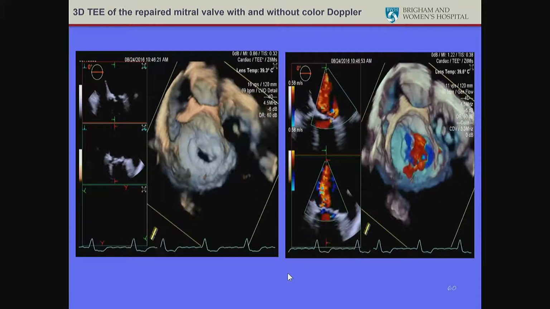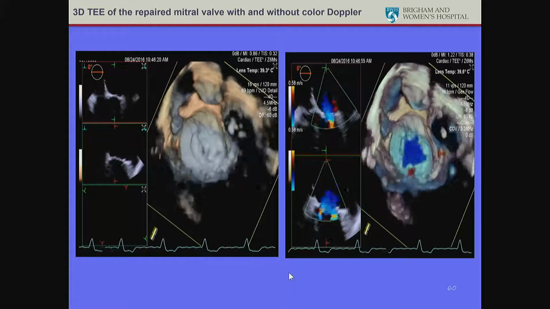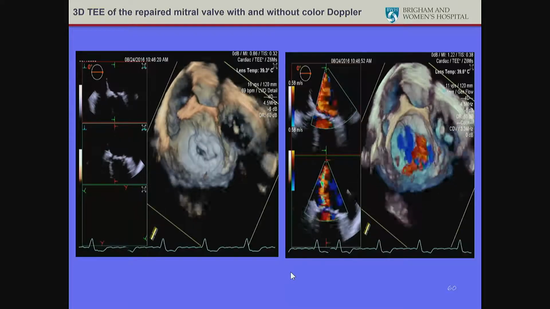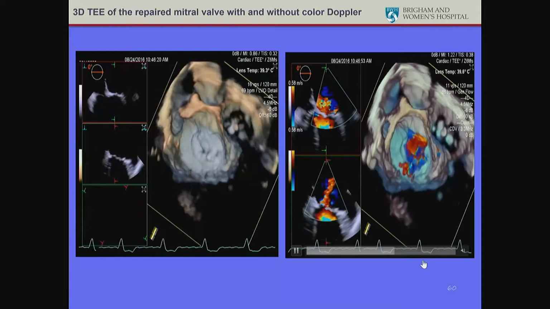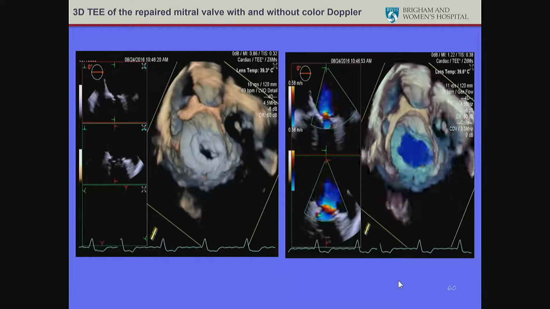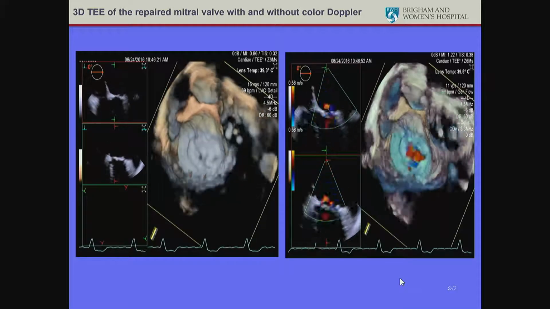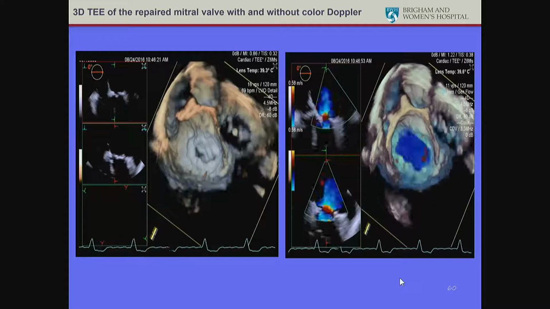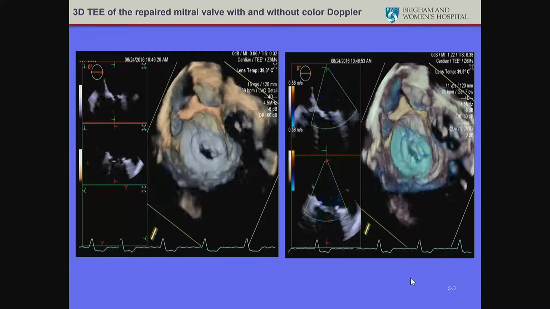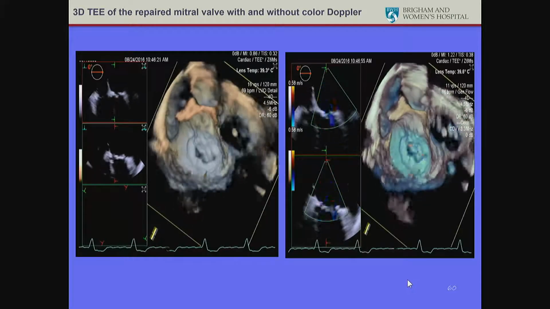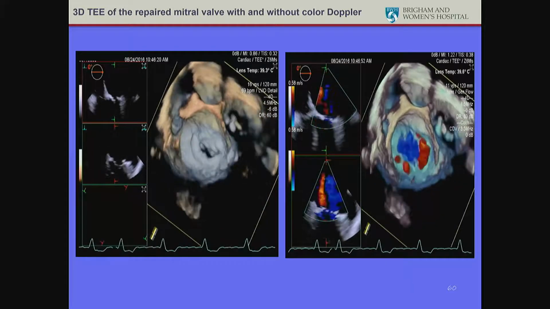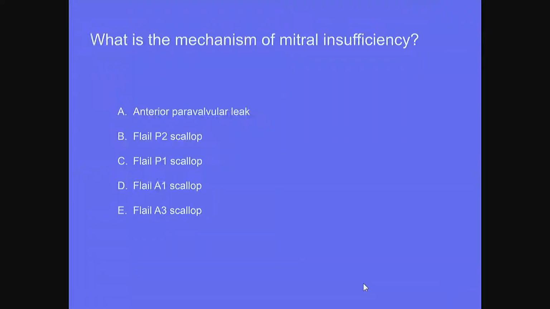This slide demonstrates 3D TEE of the repaired mitral valve with and without color Doppler in the same patient. This is the surgeon's view of the mitral valve obtained with 3D TEE with and without color Doppler. What is the mechanism of mitral insufficiency?